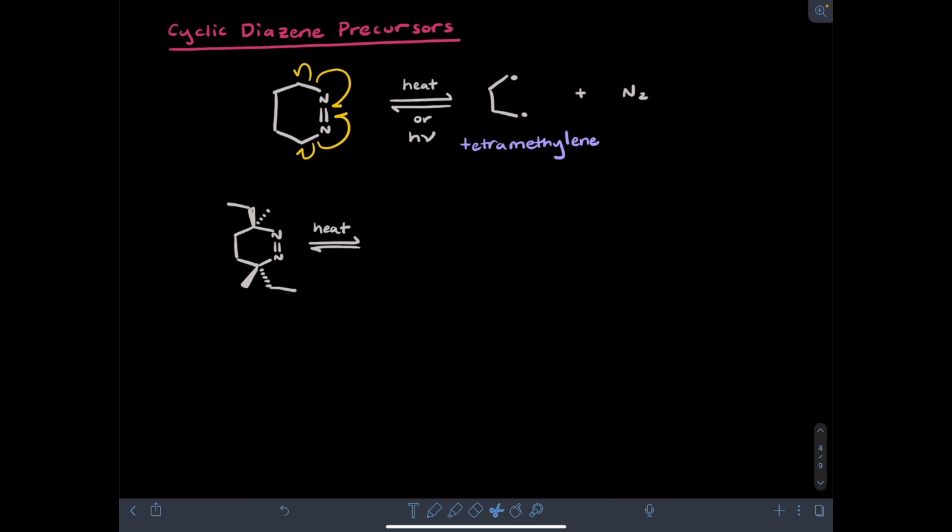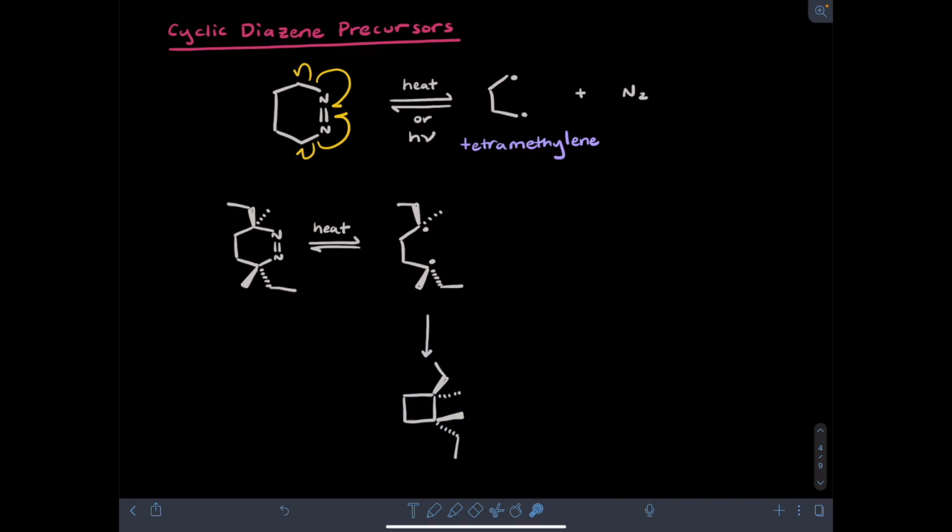One example of a cyclic diazine that has been studied is this one, where you have two chiral centers at the carbons attached to the nitrogens. Upon heating, dinitrogen would be lost, and the following biradical intermediate would be formed. In this case, the original radical sites are each tertiary, so fairly stable compared to other radicals.